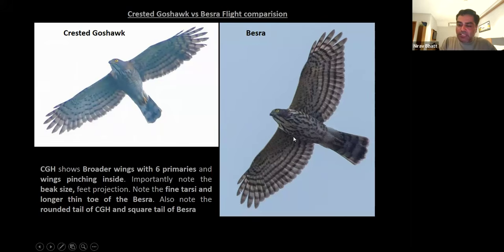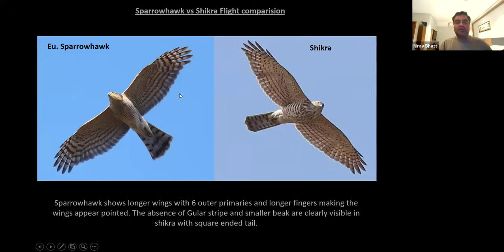Sometimes all these features are not visible in the field or in photographs, but based on the markings, we have to identify. So ideally, we should see the anatomy of the birds first, because these things, the more robust body and 6 fingers, will make it easier to eliminate Besra in this case.